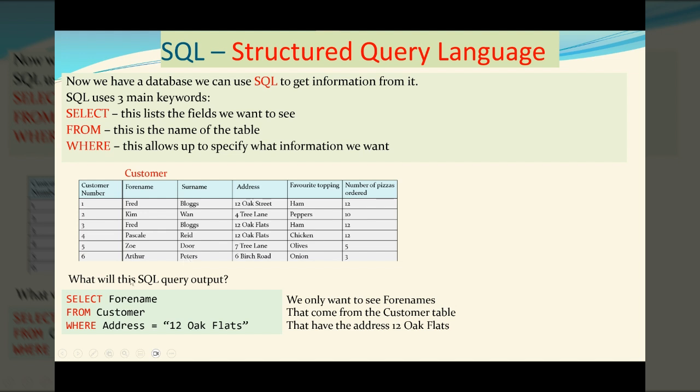Right, let's see how you got on. So we're only going to see forenames from the customer table, where the address is 12 Oak Flats. So let's look down the address field and see if we can find 12 Oak Flats. Here we have a 12 Oak Flats. So all we need to do is write down the forename for this record, which is Fred. Then we have another 12 Oak Flats here. So we're going to write the forename for this record, which is Pascal. So those are the only 2. So we're going to output Fred and Pascal.